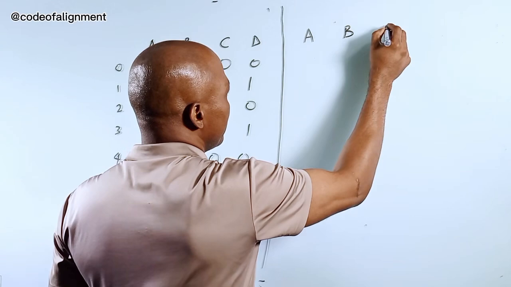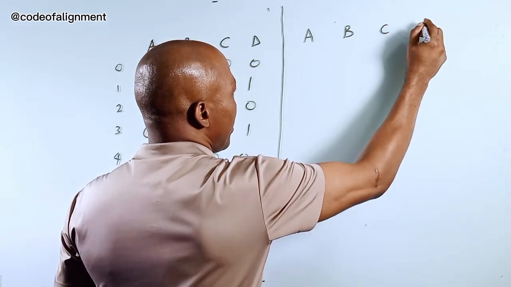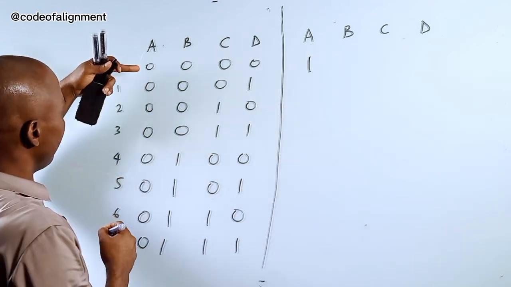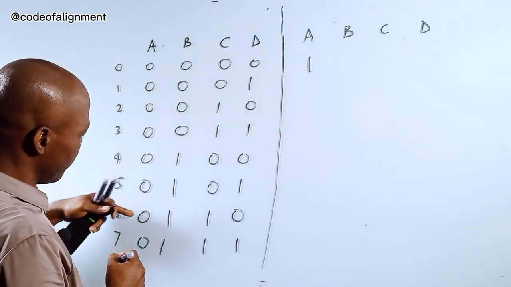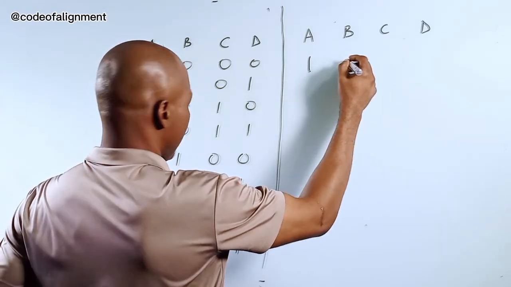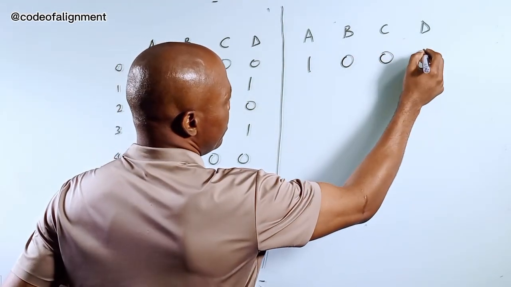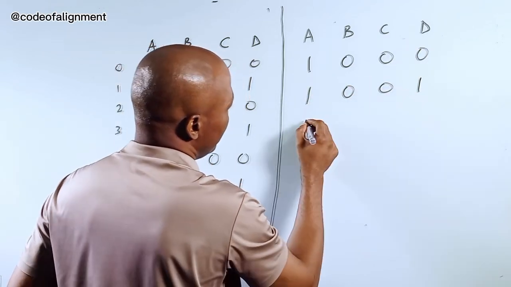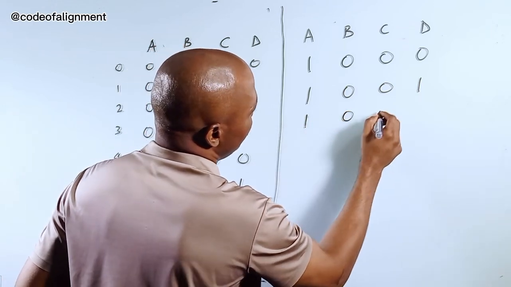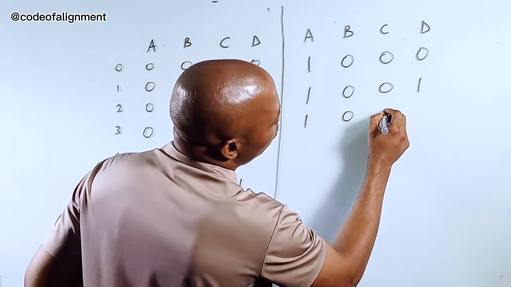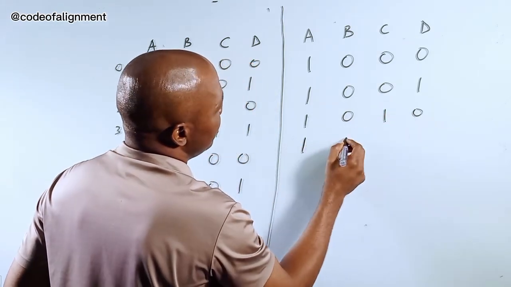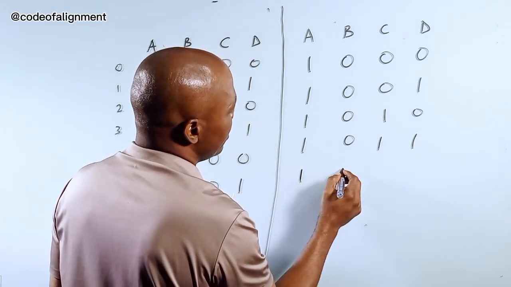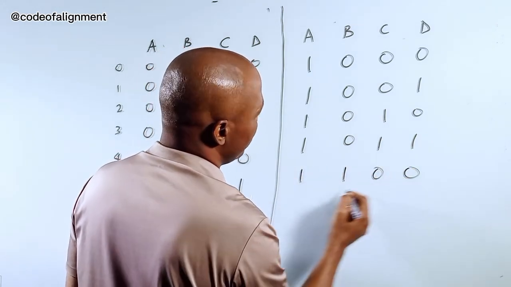A, B, C, and D. Now, continuation. So here will be 1, because we already have 1, 2, 3, 4, 5, 6, 7, 8. So the remaining 8 will be 1, 0, 0, 0. So 1, 0, 0, 1. 1, 0, 1, 0. 1, 0, 1, 1. Right? 1, 1, 0, 0.